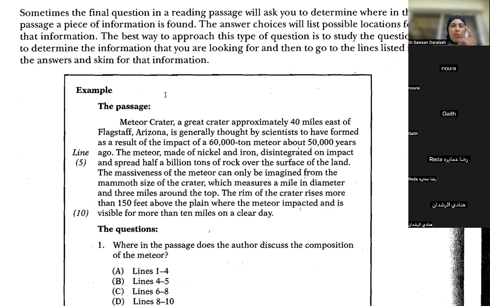So let's read this though. I'm not going to skim now, okay? Skimming was like this, okay? Now, Meteor Crater. What's Meteor Crater? What's meteor in Arabic?